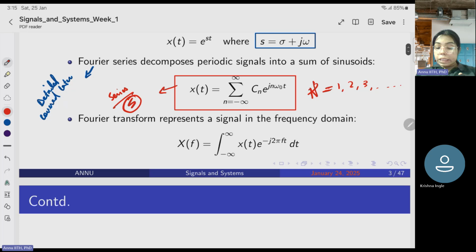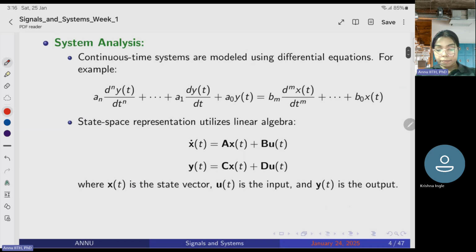Similarly, the Fourier transform. The only similarity between the Fourier series and the Fourier transform is the scientist's name. Other than that, there is no similarity. The Fourier series is a way of representing a signal in the time domain only, whereas the Fourier transform is a way of representing a signal in the frequency domain. So you are converting the time series data to frequency series data. That is the Fourier transform. And how will you do that? If you have input x(t), the formula gives x(t) e^(-j 2 pi f t) dt. This is the signal in the frequency domain.